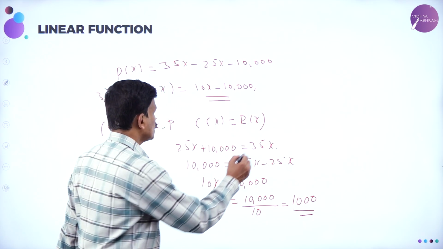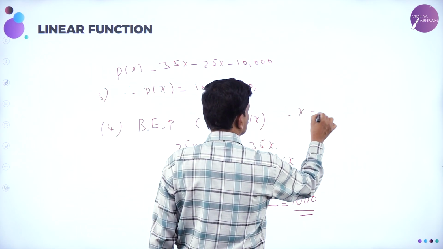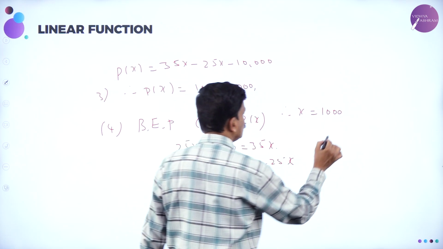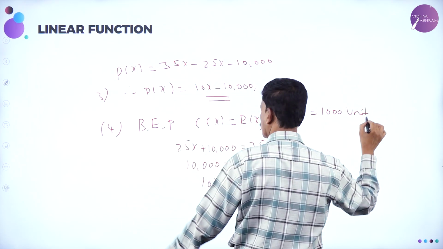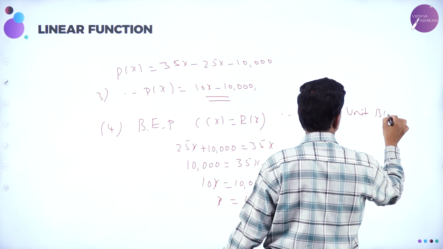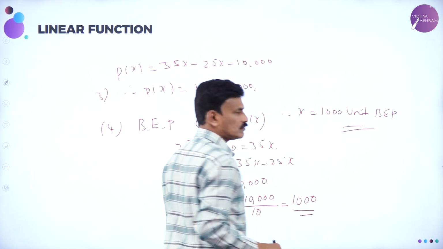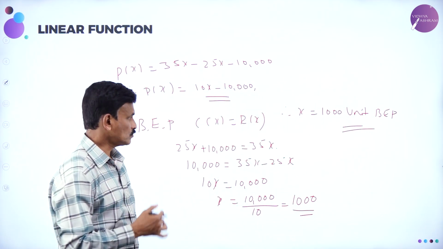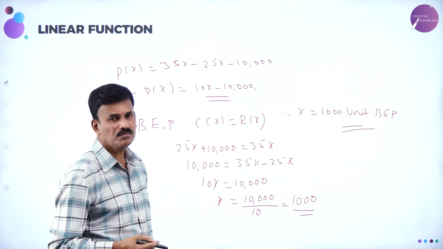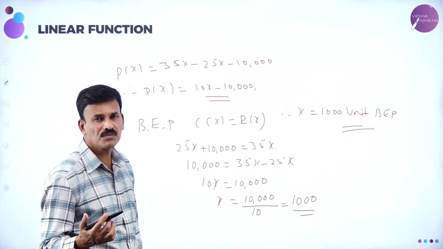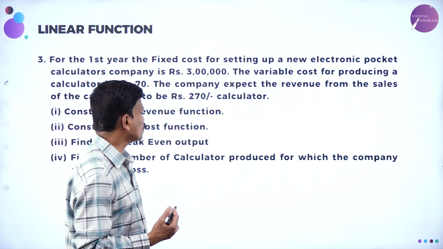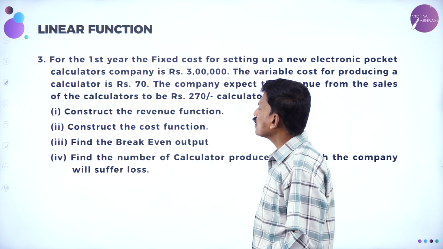So therefore, x is equal to 1,000 units, the break even point. X is equal to 1,000 units of break even point. Very simple for 5 marks. Now move on to the next problem, same type of problem.